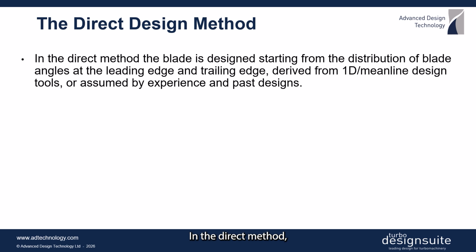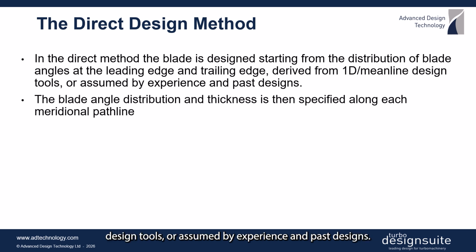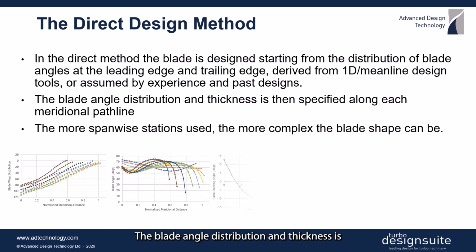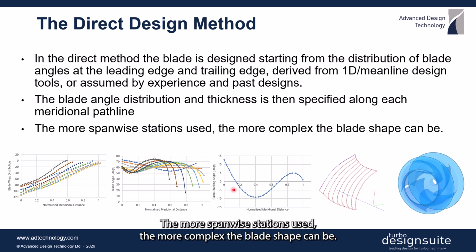In the direct method, the blade is designed starting from the distribution of blade angles at the leading edge and trailing edge, derived from 1D/mean-line design tools, or assumed by experience and past designs. The blade angle distribution and thickness is then specified along each meridional path line. The more Spanwise stations used, the more complex the blade shape can be.